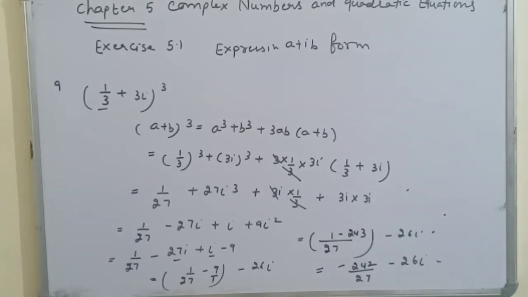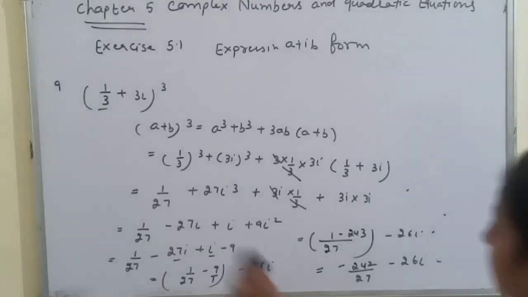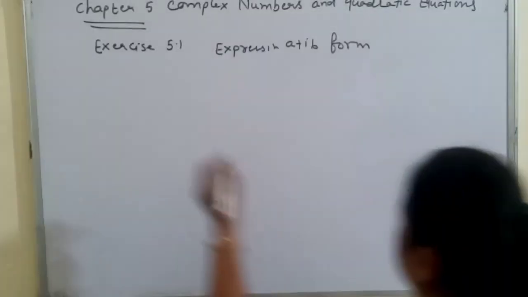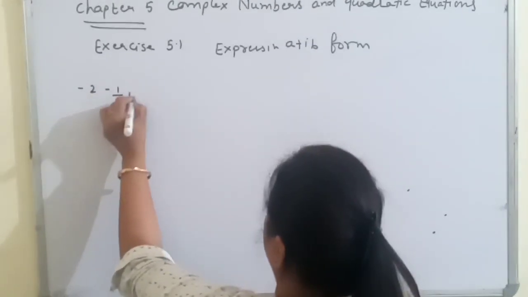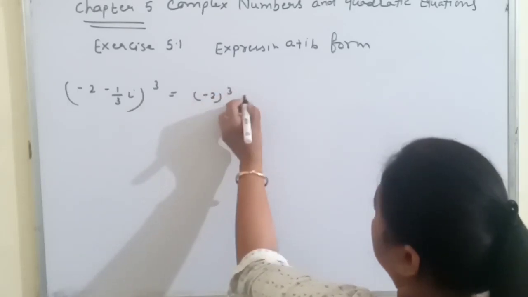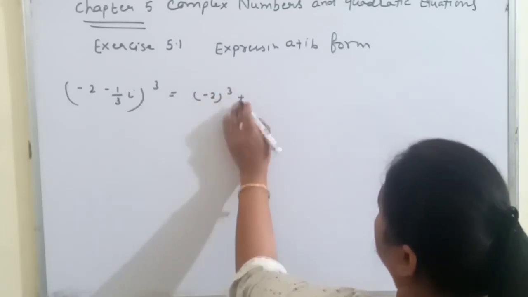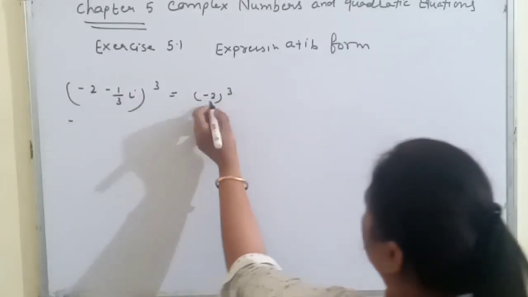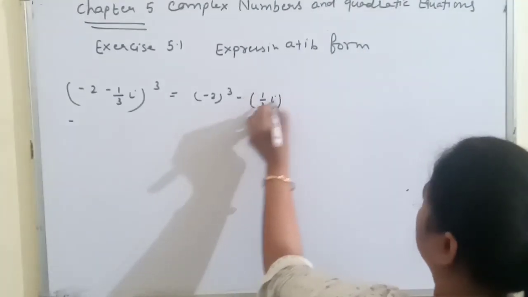After that, let's solve question 10. In question 10, in the same way we have to use the (a minus b) whole cube. The statement for question 10 is (minus 2 minus 1 by 3 iota) whole cube. Same, a cube minus, or we can write it in the form of plus.